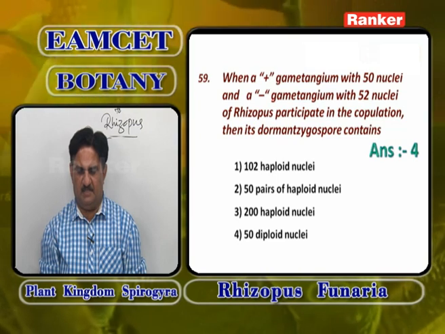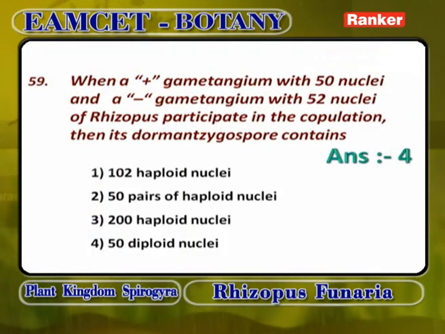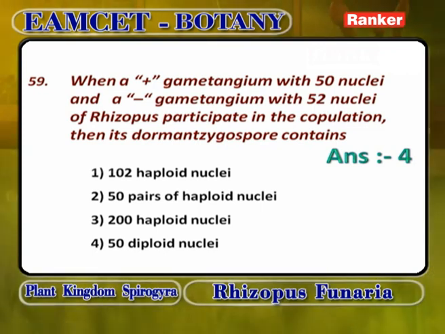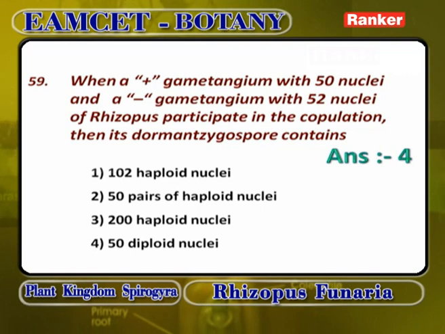When a plus gametangium of Rhizopus with 50 nuclei and a minus gametangium with 52 nuclei participate in conjugation, then the dormant zygospore contains 50 nuclei of plus and 50 nuclei of minus. So many questions are given on this, because this is a very important concept, definitely asked in EAMCET. When 50 nuclei of plus and 50 nuclei of minus fuse and 2 nuclei disintegrate, saying the dormant zygospore has 1 or 2 haploid nuclei is wrong. 50 pairs of haploid nuclei is wrong. 200 haploid nuclei form after the dormancy.